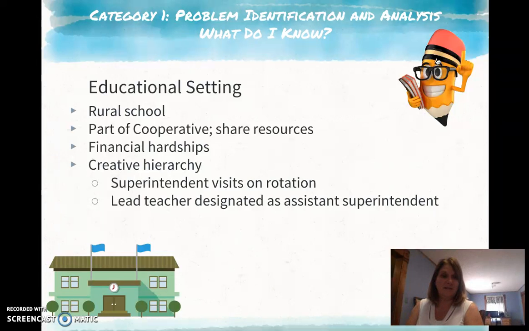So to meet the needs for supervision in the classroom, they designate a lead teacher, and they act as an assistant superintendent.